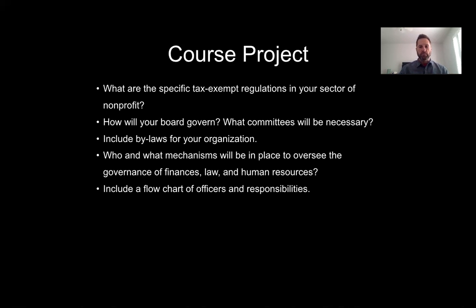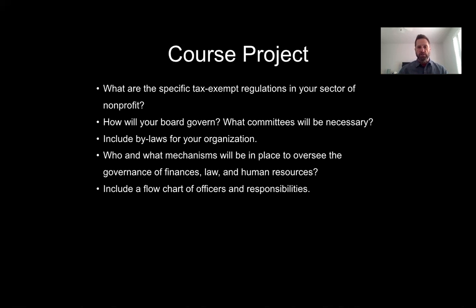How will your board govern? What committees will be necessary? Is it going to be more of an advisory board? Is it going to be more of an active board, meaning that there are chairmen of committees like a finance committee or an HR committee or a development committee? And how do you report to them? Do you report information? Do they make decisions on hiring? All that kind of stuff. So how will your board govern?